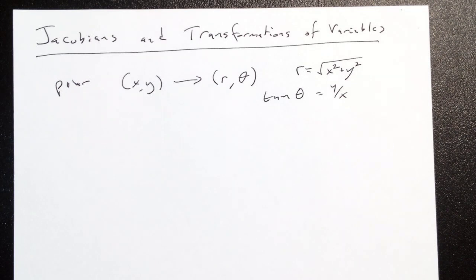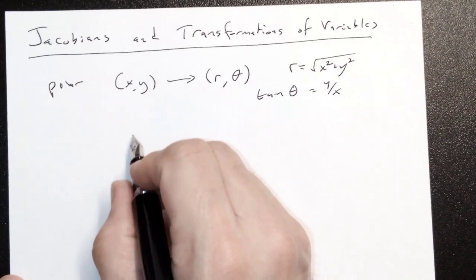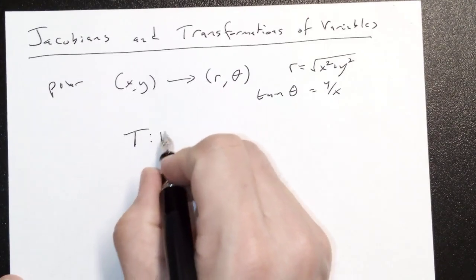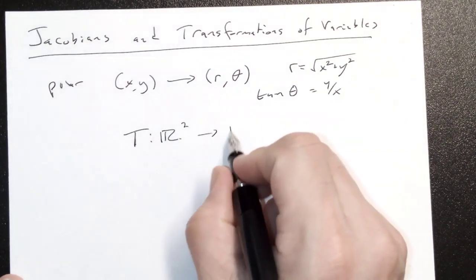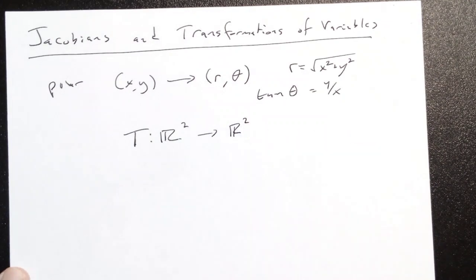Our functions f of x, y, z, or f of x, y, take in two variables and spit out one. What if I took in two variables and spit out two variables? I could think of it as a function, like a transformation, whose domain is two variables and whose output is two variables. And then I could think of T as a transformation from x and y to r and theta. So there's just a new way to think about a change of variables.